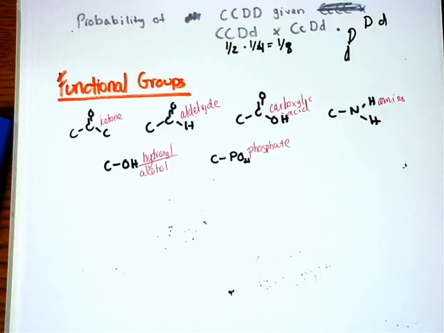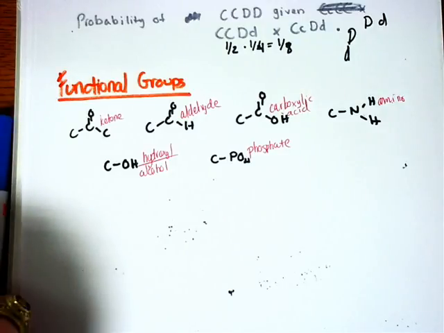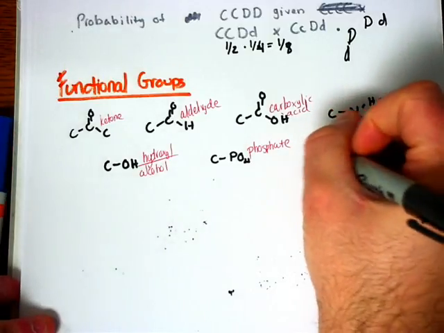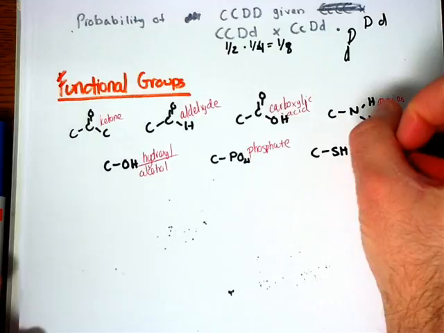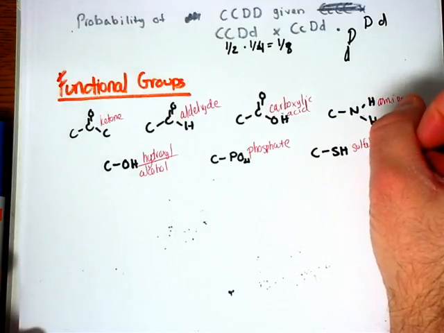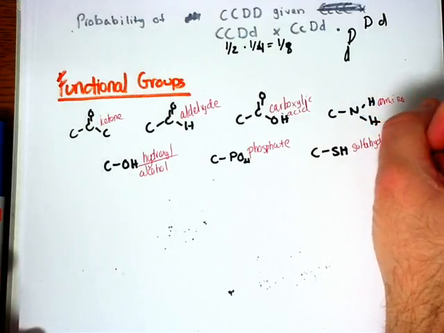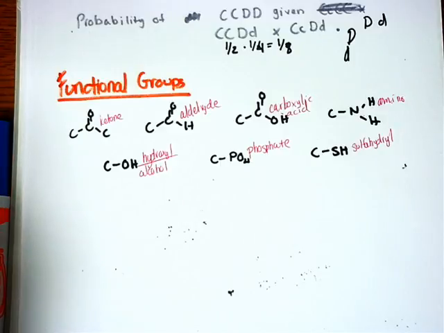What about sulfate? Usually sulfate's not. Sulfhydryl groups sometimes are. It would be a C with an SH bond, sorry, and that's going to be a sulfhydryl group. Do we have that? Absolutely. On the exam? Nope. But we'll throw it in there.